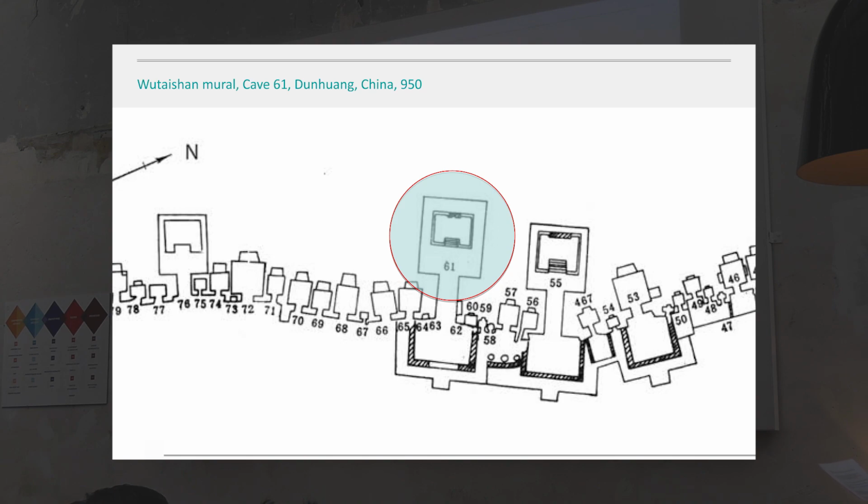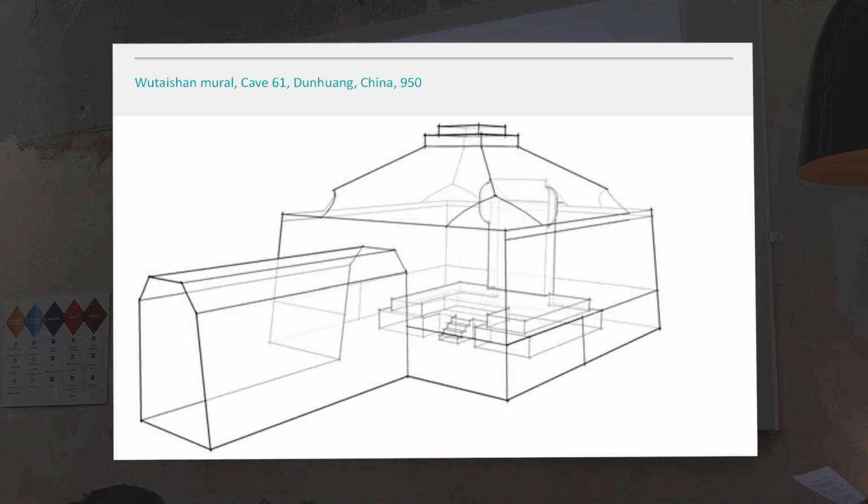I'm going to zoom into this particular cave that was dug out and painted in the year 950. It's known as Cave 61. Cave 61 is shaped to appear like the interior of a large tent. These are not natural caves. These are caves that are dug into the cliff. So they manufactured this cave to look like a tent.